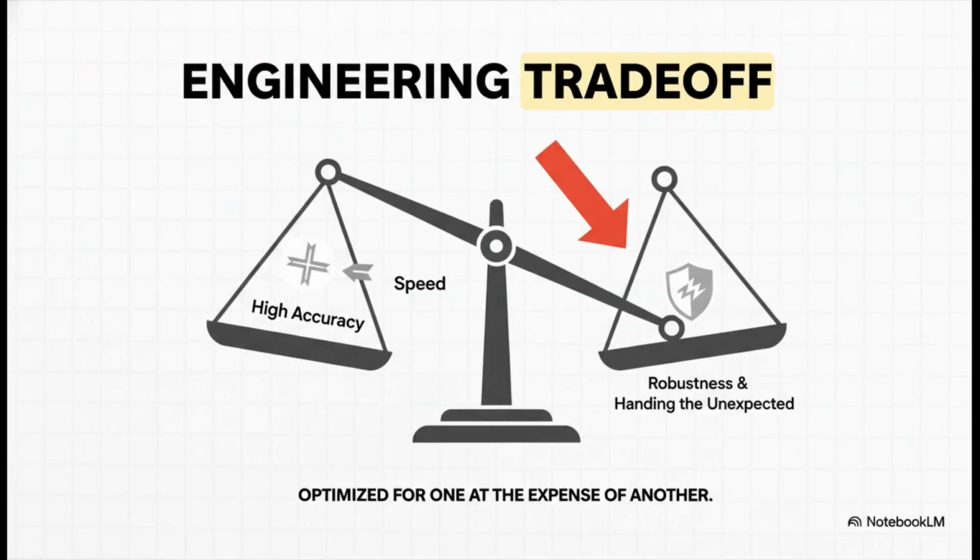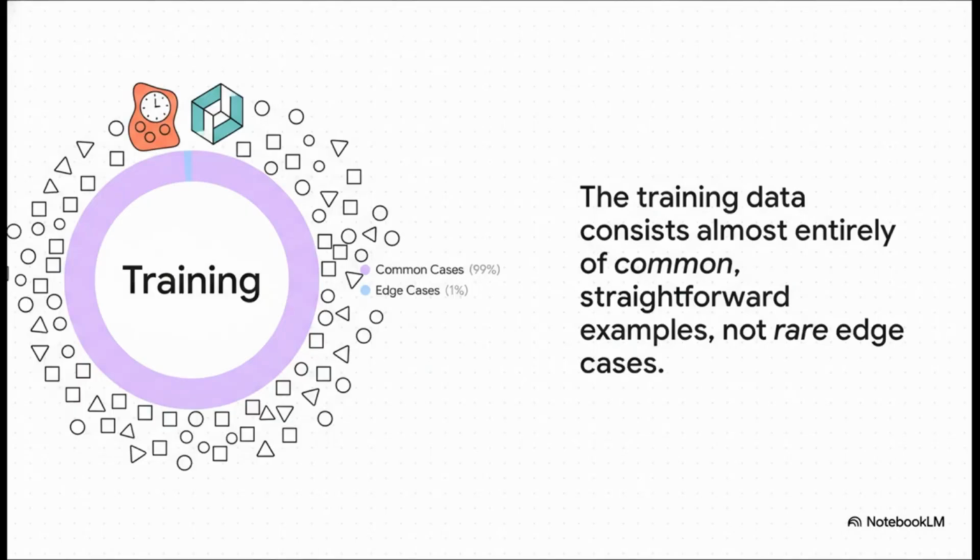Now, this whole approach of memorizing patterns isn't some kind of mistake or a bug. It's actually an engineering trade-off. The system is deliberately optimized to be really good at some things, but that comes at the expense of other things. So just take a look at this. It's a peek under the hood at the kind of data the system was trained on. You can see that massive chunk, 99% of it, is made up of common, straightforward cases. And that tiny little sliver, just 1%, that's the weird stuff, the rare and unusual edge cases.